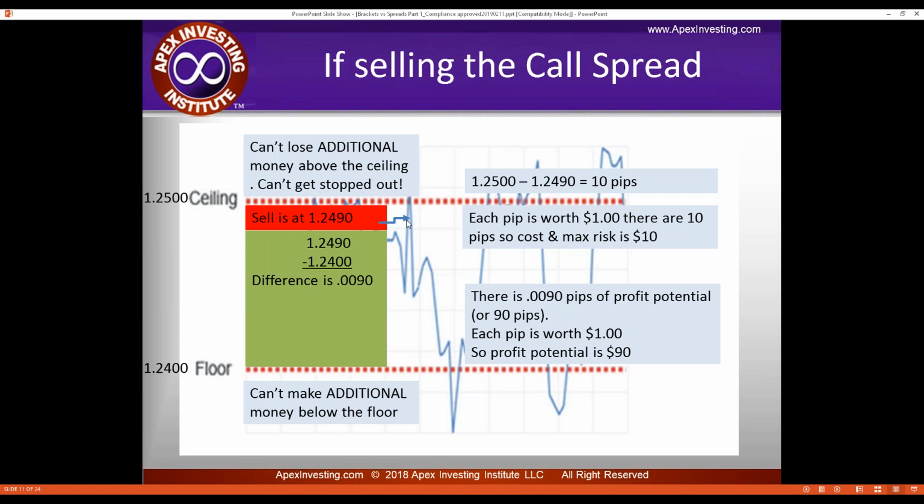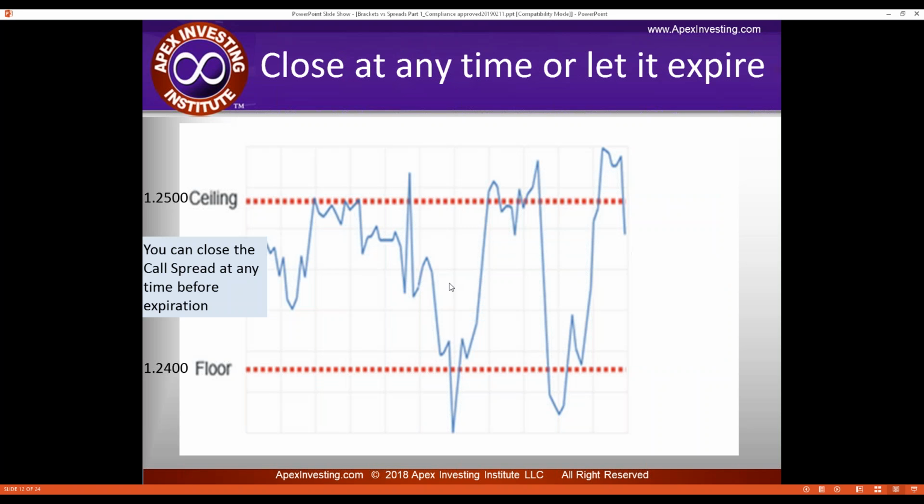Okay, so as you can see here, if it did come down and hit my max profit or get close to my max profit, I may want to close out the trade, right? Because I'm not going to be making any more as it goes further down. But it could always come back against me and come back into the spread. So, like I said, you can close it at any time before expiration, or wait till expiration.